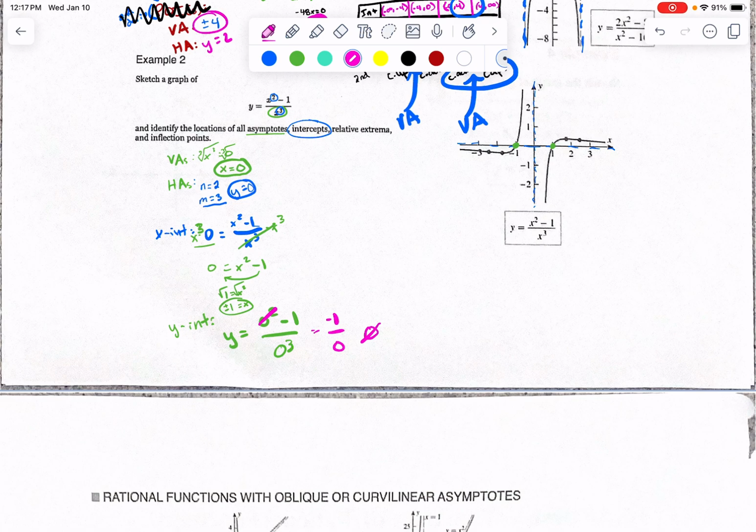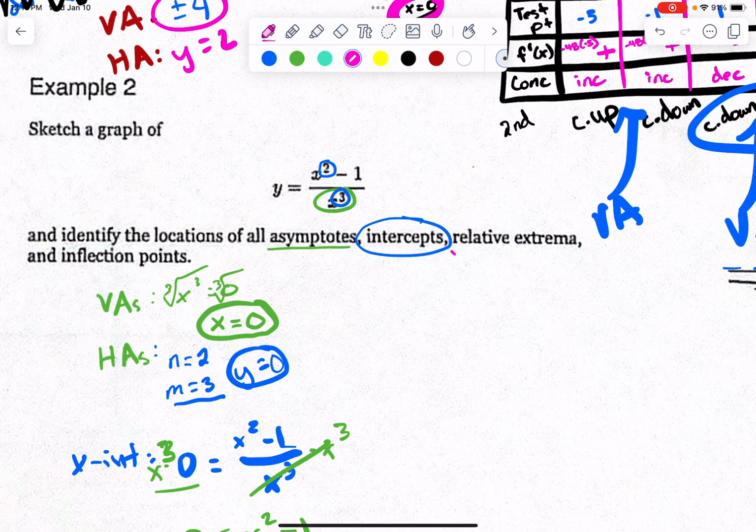Then the next thing that we want is relative extrema. So we want maxes and mins. So we're going to have to do the first derivative, and then we're going to have to do the second derivative. Okay, so we'll see how ugly this turns out.